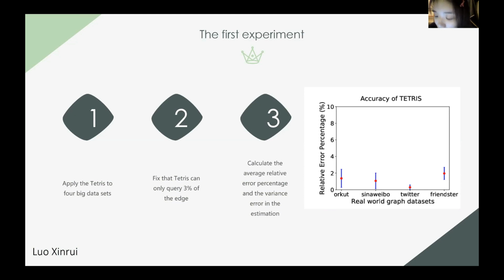We can see the figure below shows the average relative error percentage in 4 big datasets. We can see it achieved a median error of up to 3% for each dataset, and the variance of estimation is also very low.